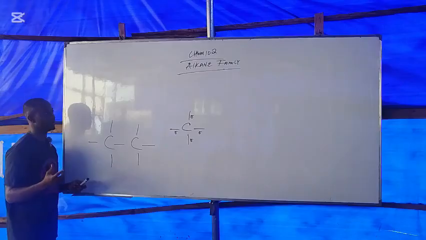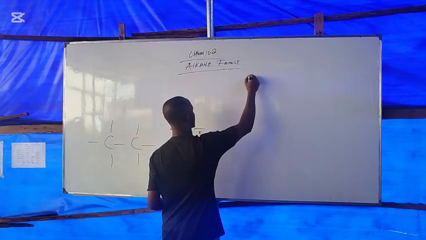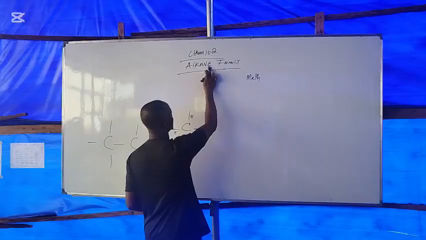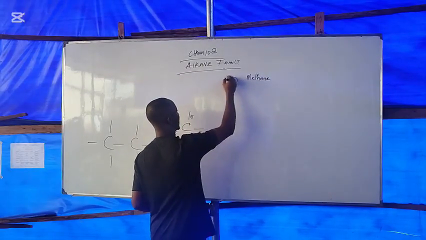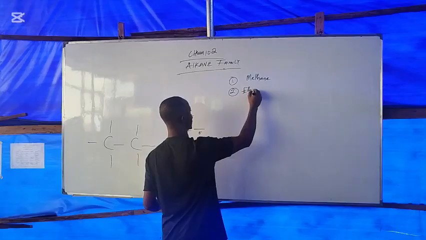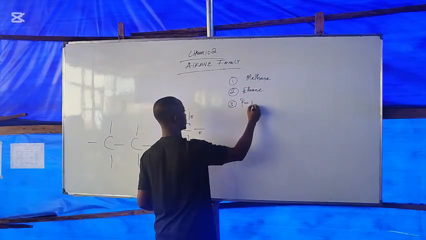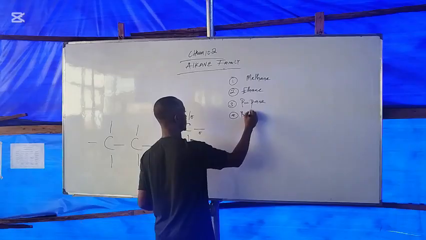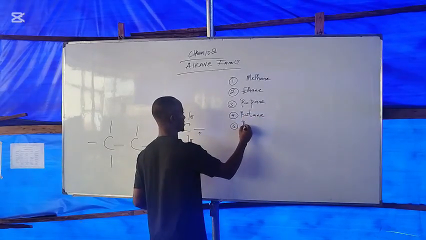You know, the first member of Alkane is from the word meth, then we add ANE: methane, when n is 1. What is the second member? Ethane. Third is propane. Fourth is butane. What is my fifth? Pent, which is pentane.